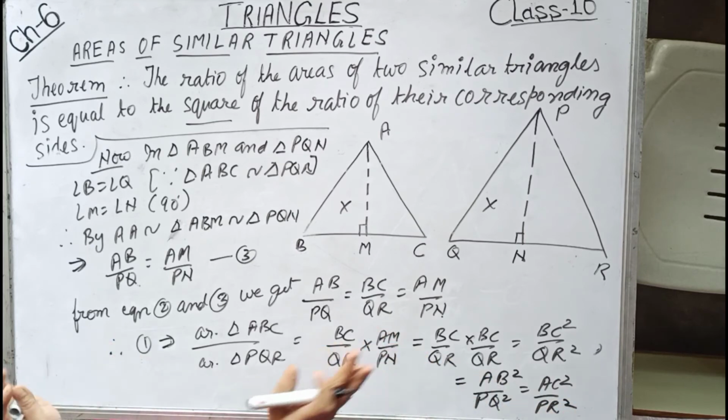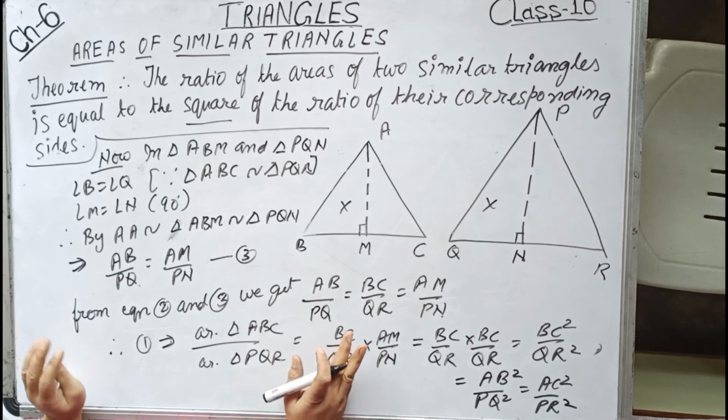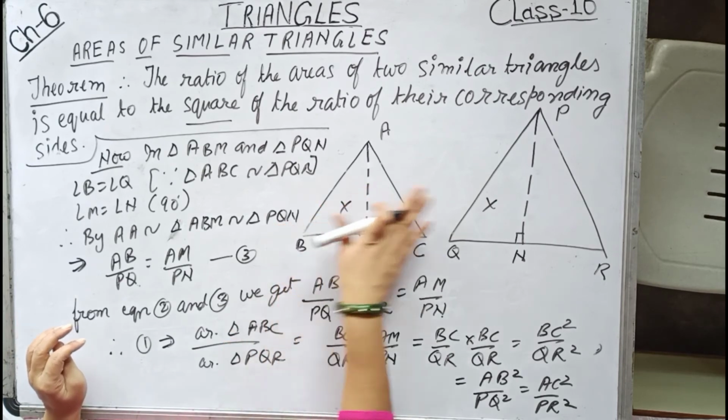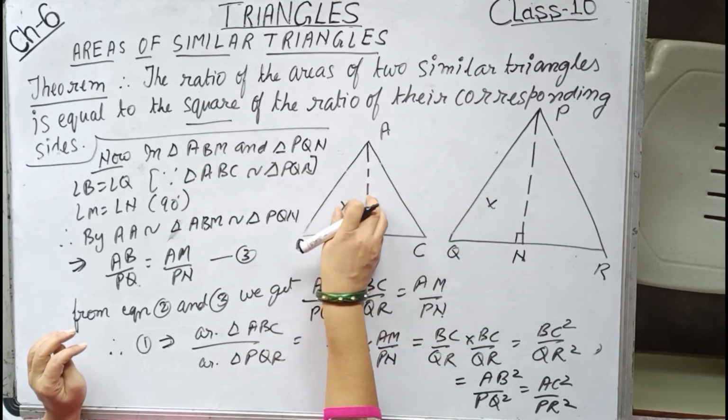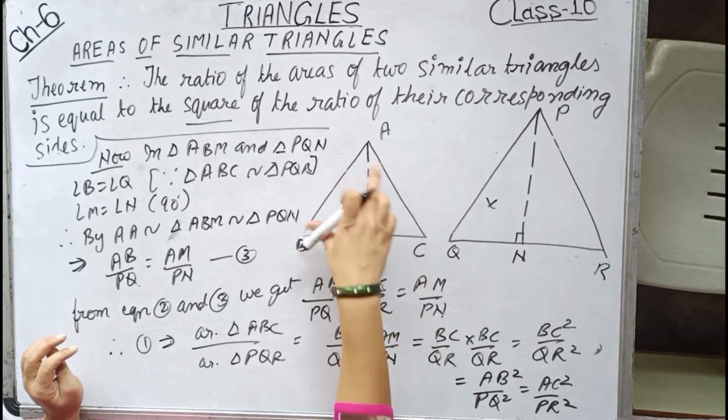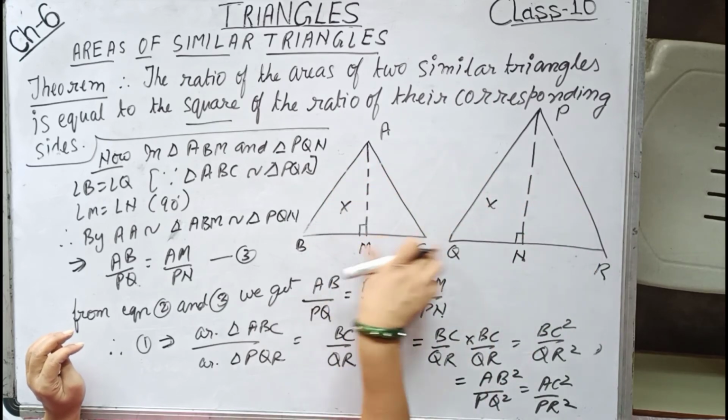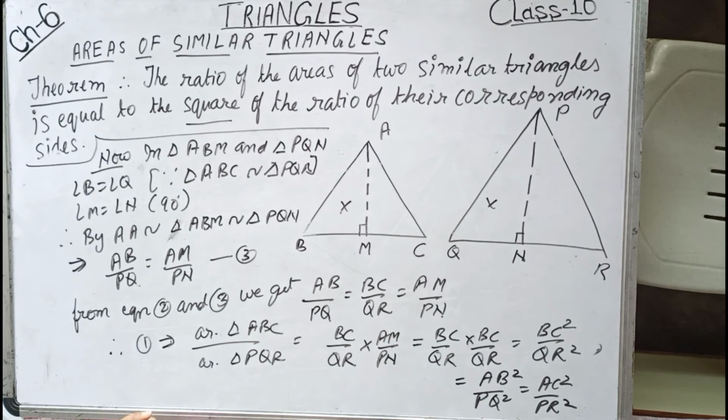And hence the theorem. Proving of this theorem is very easy, but since it is deleted, please don't practice it. But the concept you understand: if two triangles are similar, then the ratio of their areas is equal to the square of the ratio of their corresponding sides. Let us proceed to the application of this theorem.